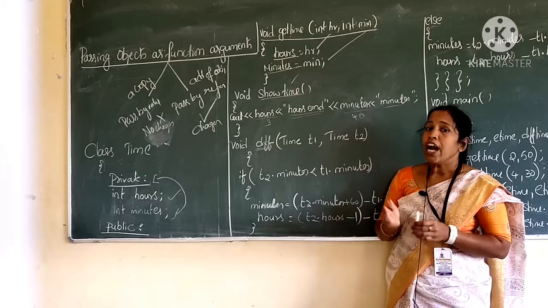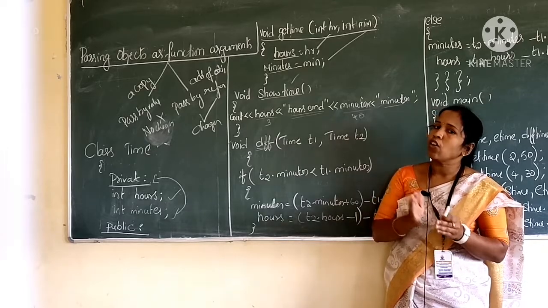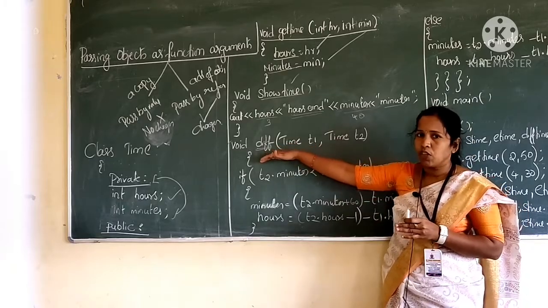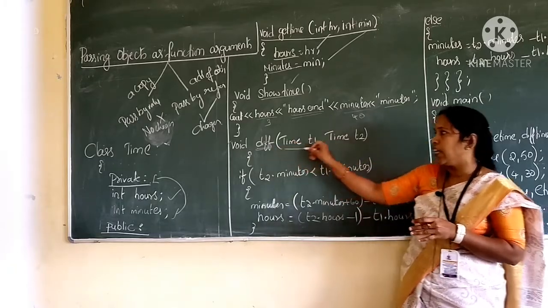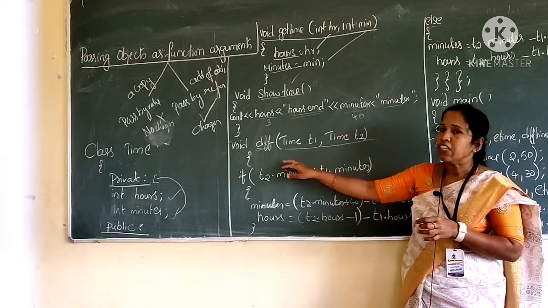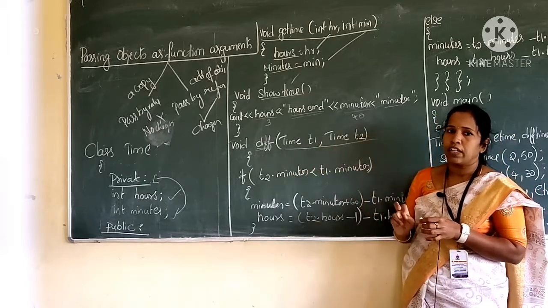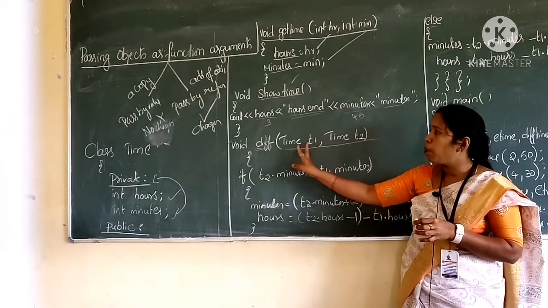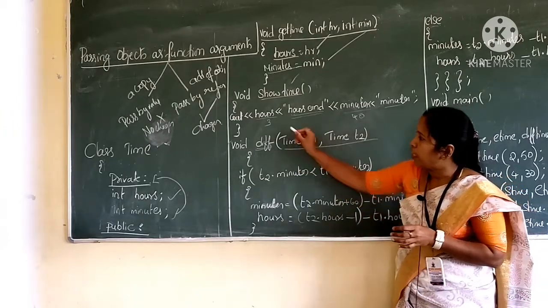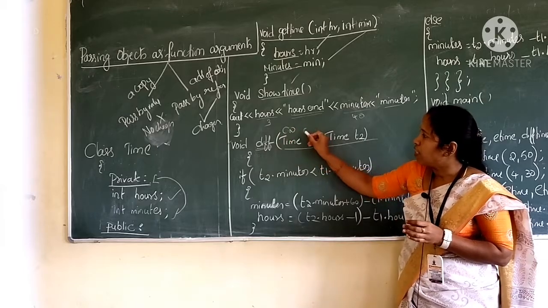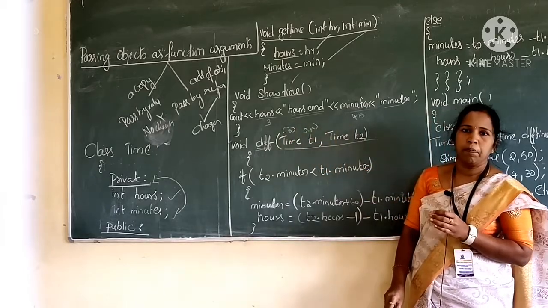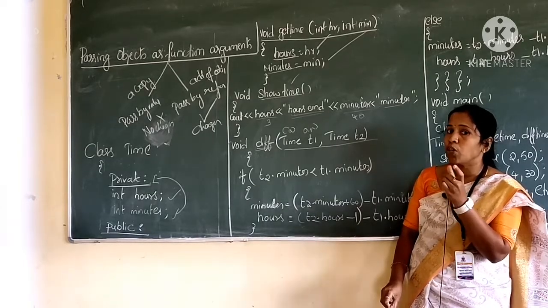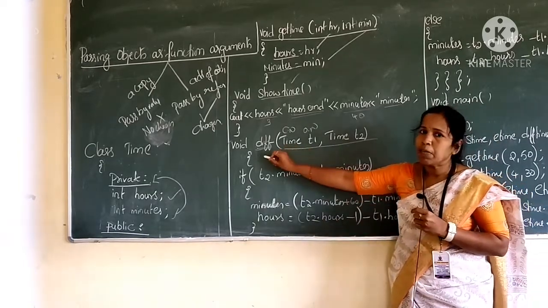So I told you I want to pass an object as an argument here, right? So in that case, for this member function, we are passing two arguments here, right? The two arguments are in the format of object. Time is what here? Class name. T1 is nothing but what here? Object name, right? You are passing two objects. Our concept is passing an object as an argument to the member function. So difference is a member function.